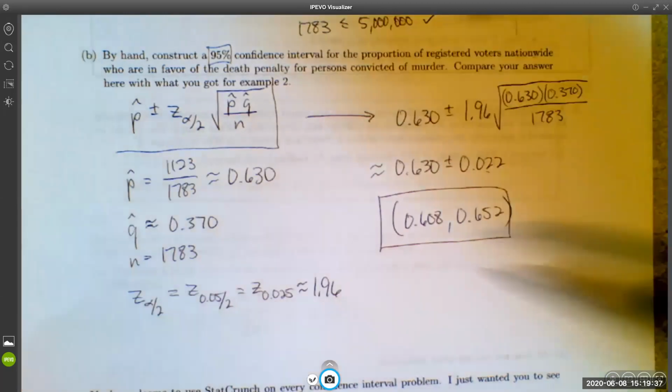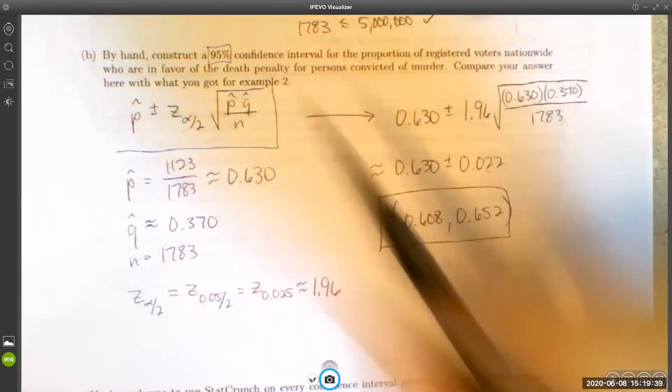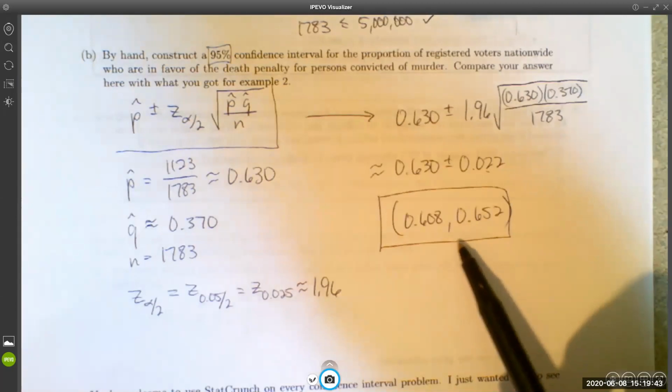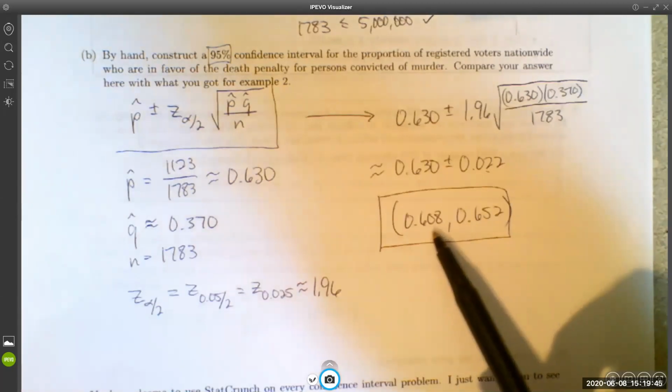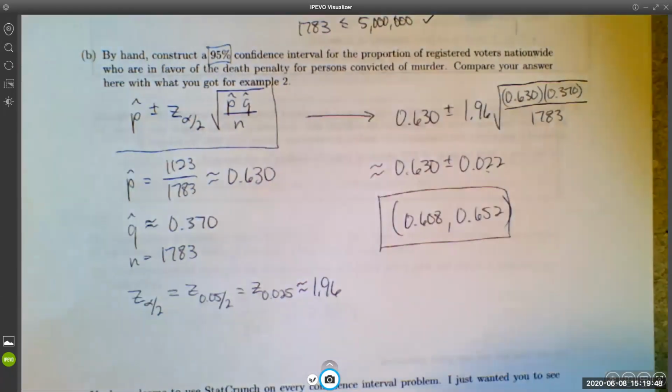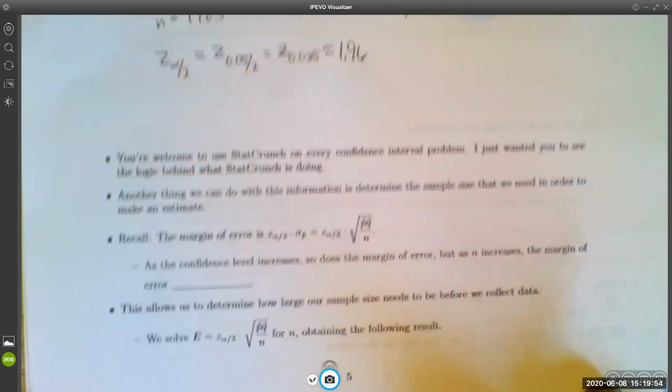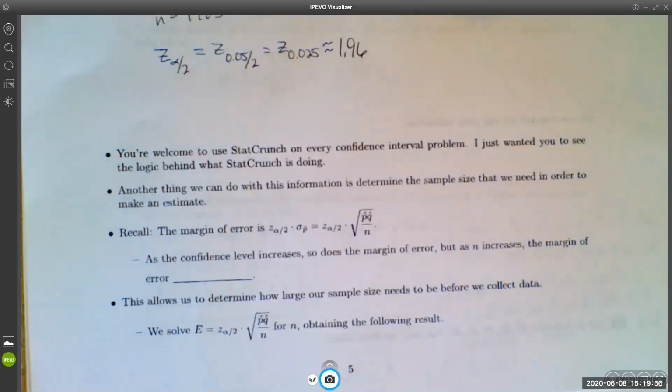The interpretation here is we're 95% sure that the true population proportion of people who are in favor of the death penalty is somewhere between 60.8% and 65.2%. Okay, so that's that. Now there is one last topic that we need to cover in this section, and it has to do with computing the sample sizes that you need in order to make these kinds of estimations, okay?